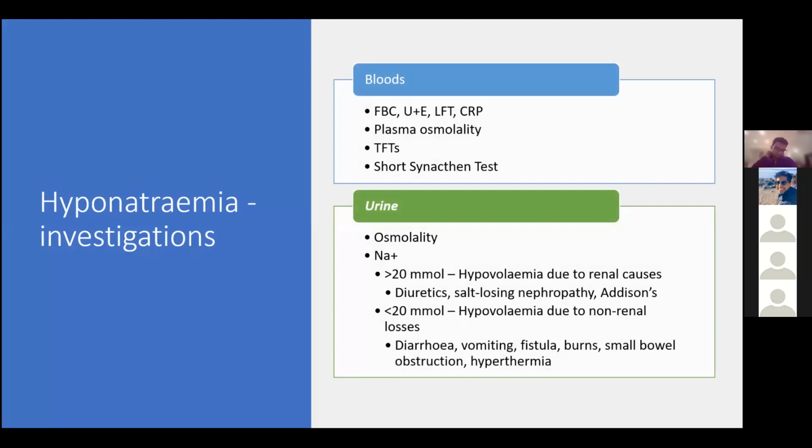Investigating hyponatremia, so a set of routine bloods is always useful. Getting some plasma osmolality and the paired urine osmolality. And you want to do TFTs and a Short Synacthen test in a patient who is euvolemic to make sure that adrenal insufficiency and hypothyroidism are not the cause. Urine osmolality is useful, and urine sodium in particular, because it can give you a clue to diagnosis. So if urine sodium is more than 20 and the patient is hypovolemic, then it's usually due to a renal cause. If it's less than 20 and the patient's hypovolemic, then it's due to a non-renal loss of fluid.